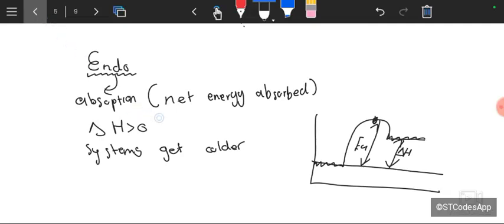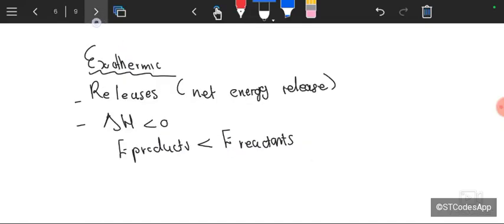Which is something I should have put over here: in the endothermic case, the energy of the product is greater than the energy of the reactant. So we're subtracting a smaller number from a bigger number, which is just going to be positive. That is just mathematics. It's going to come, don't worry, all at the right time. So that is what you're supposed to know.